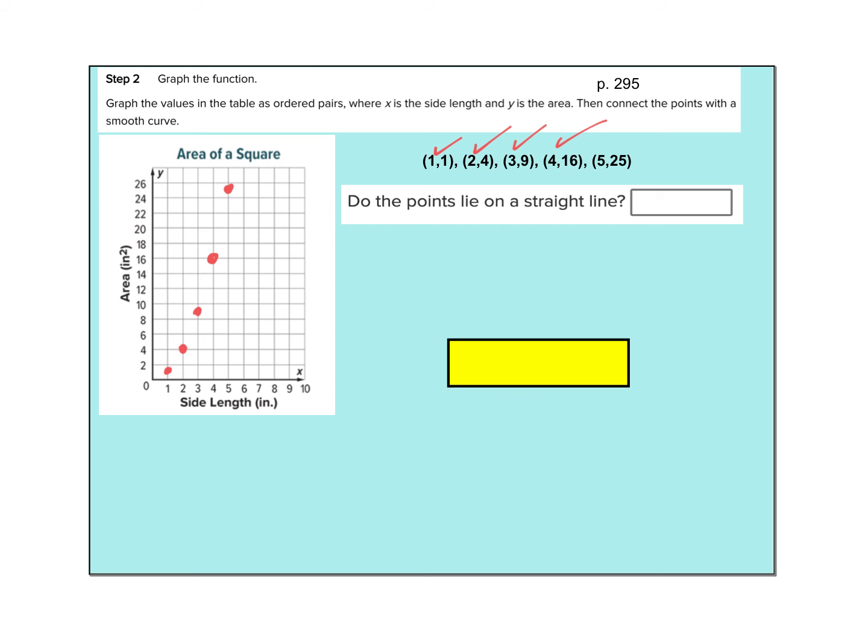All right, if you guys look at these, they do not make a straight line. It looks more like a curve if you kind of see this here. It is not a straight line. If I pick 2 of those points, it's not a constant rate of change. So do the points lie in a straight line? No. So it is a non-linear function.